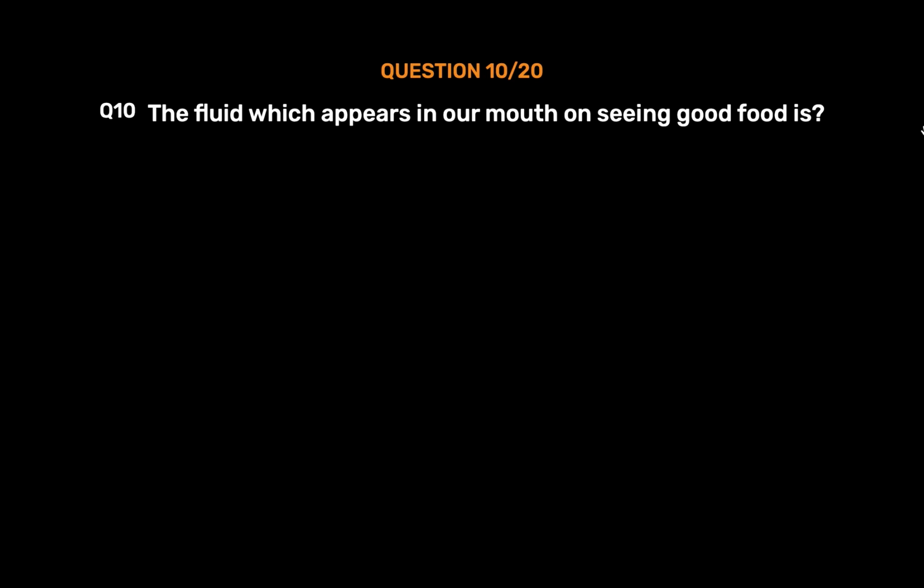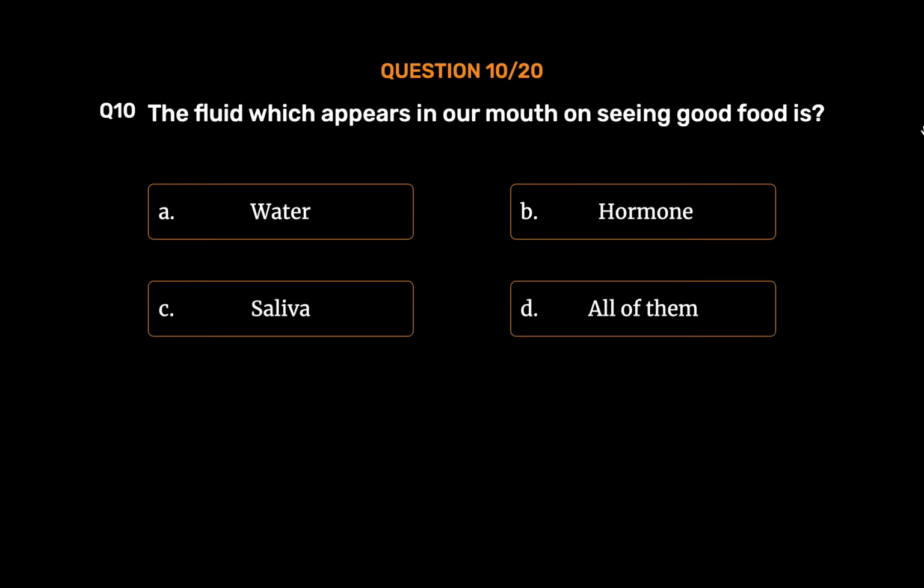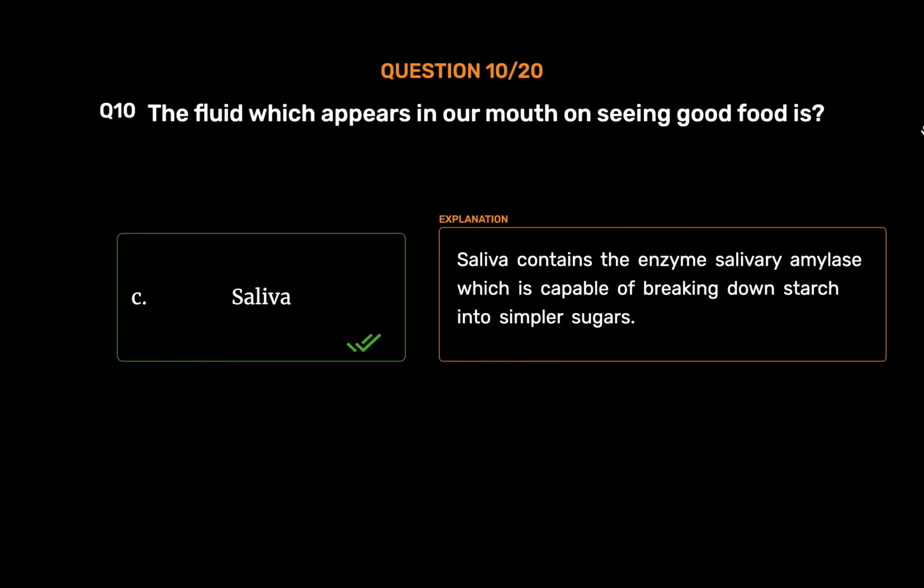Question number 10. The fluid which appears in our mouth on seeing good food is Option A. Water. Option B. Hormone. Option C. Saliva. Option D. All of them. The correct answer is Option C. Saliva. Saliva contains the enzyme salivary amylase which is capable of breaking down starch into simpler sugars.